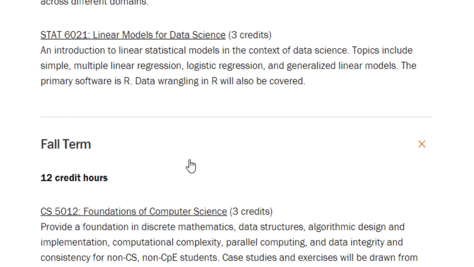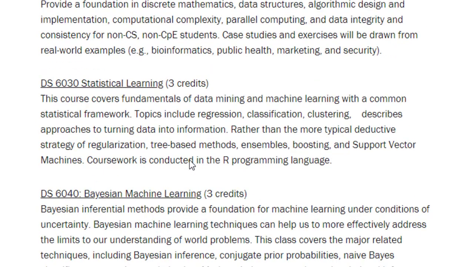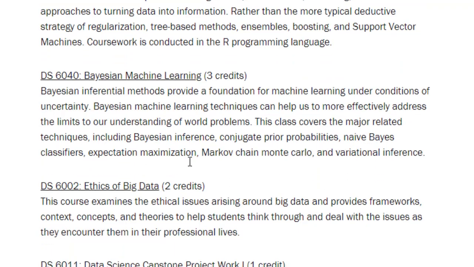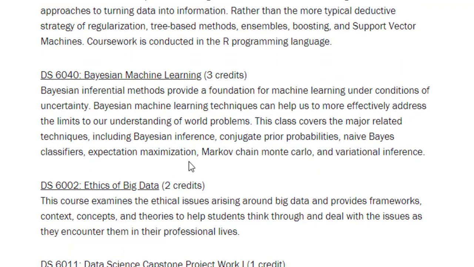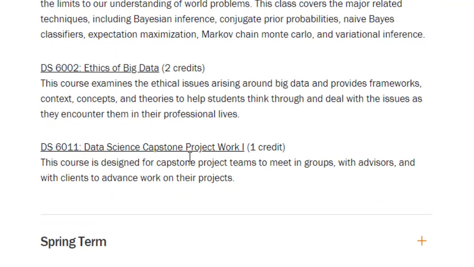And for the fall term, there are 12 credits. There are 3 courses: foundations of computer science, statistical learning, and Bayesian machine learning, and a 2 credit course on ethics of big data. And finally, data science capstone project work 1, which is 1 credit, which will be continued in the spring semester as well.